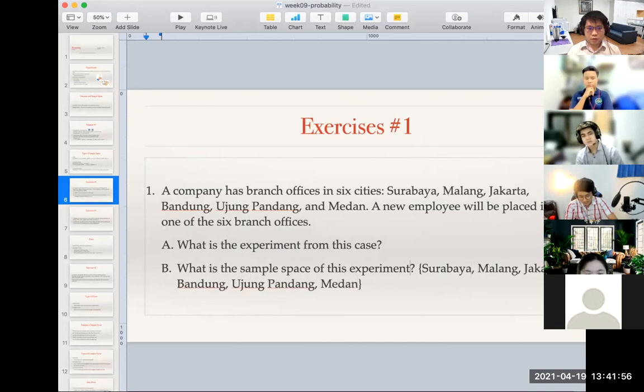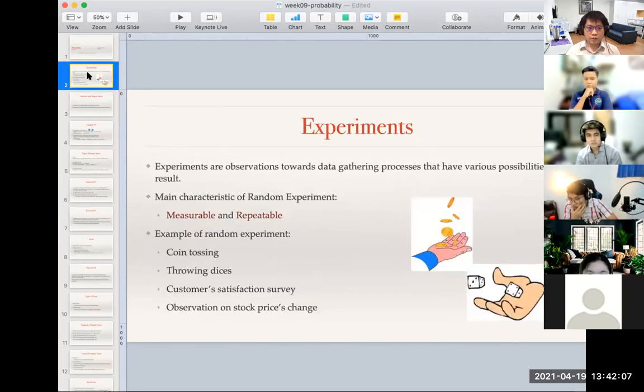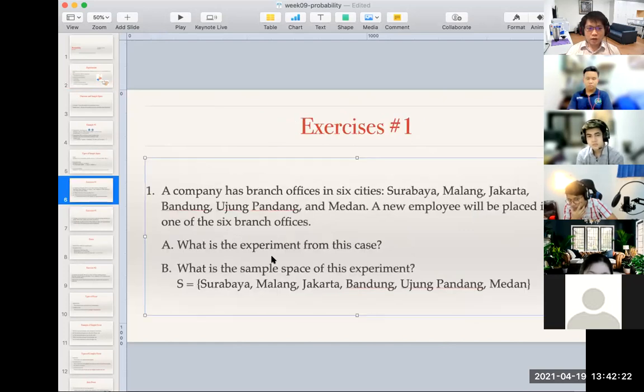For B here, the answer will be this one. So B is correct. So what about A, the experiment here? You see here, the experiments should show what activity is being done in that question. So actually for A here, the experiment is not Surabaya, Malang, Jakarta, Bandung, Ujung Pandang, Medan.